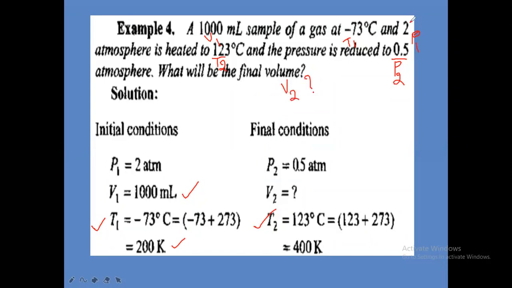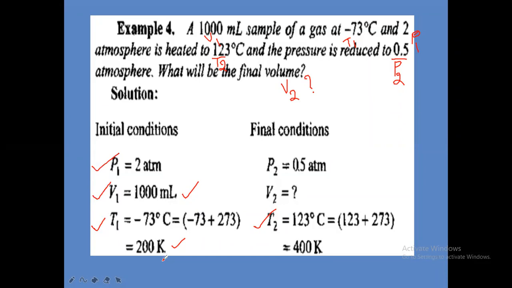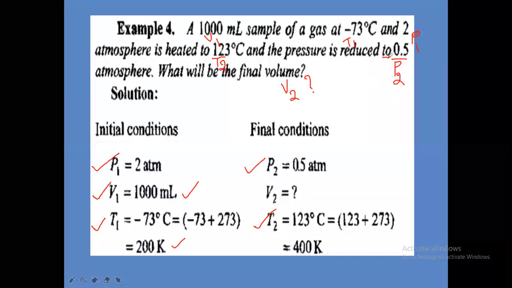So what are the given conditions here? P1, T1, V1 are given. P2 and T2 are given. We are asked to calculate V2. Initial conditions: initial pressure P1 is 2 atm, initial volume is 1000 ml, initial temperature is 200 Kelvin, and the final pressure is 0.5 atm. I told you the concept of 'to' and 'by' here. If they say reduced to 0.5, the P2 should be taken as 0.5.